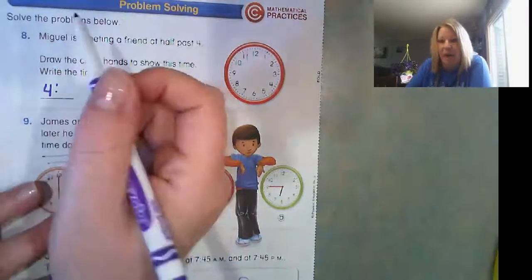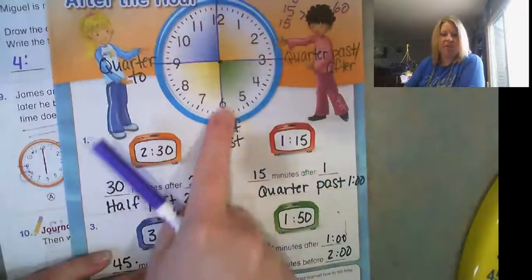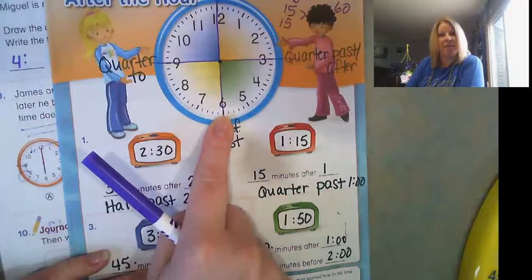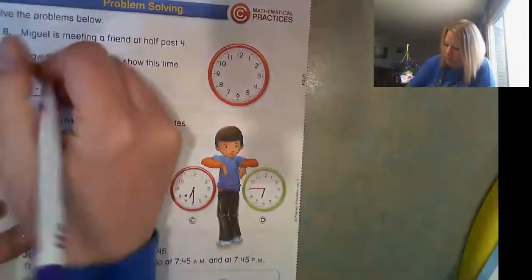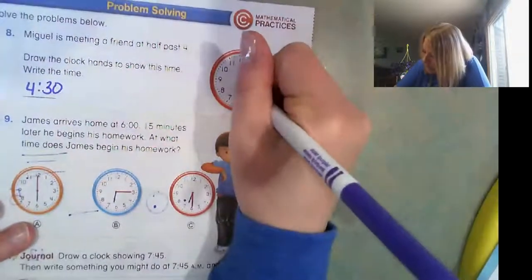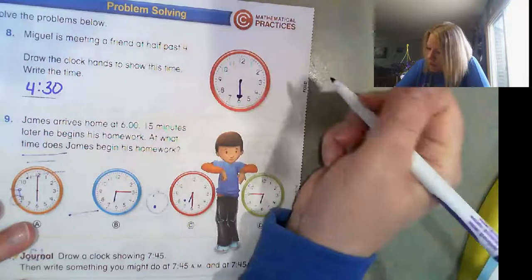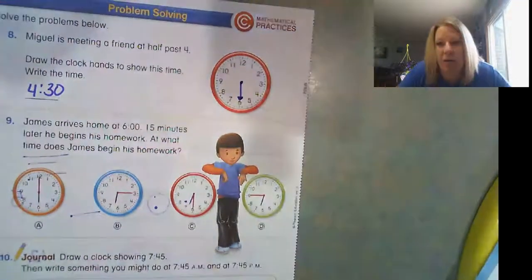And at 4:30, I know from my cheat sheet, 4:30 means the minute hand's going to be on the 6, and that also means 30. So it's 4:30, and I just said that my minute hand will be on the 6. I'm going to draw my minute hand. That's a long one.